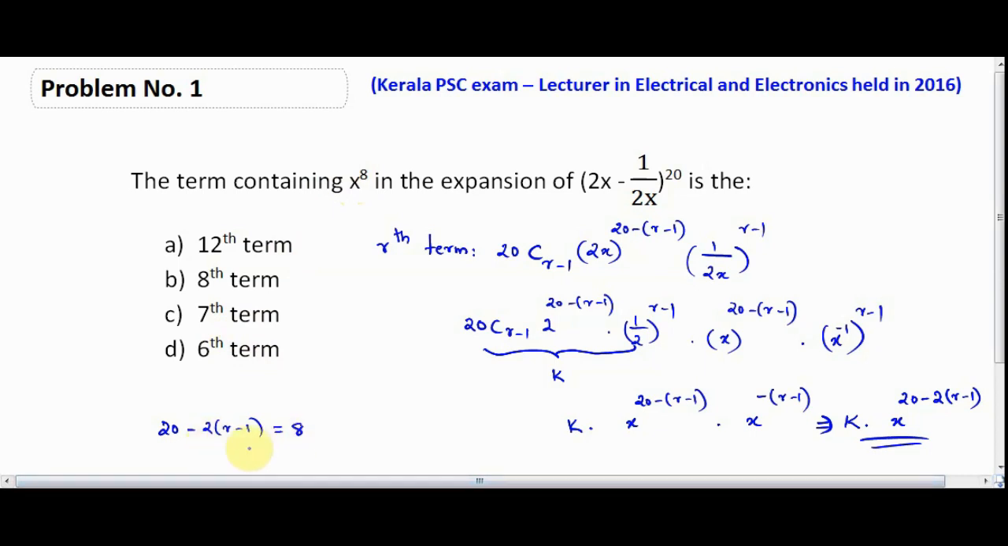Okay, now once we simplify this, what you get is, take this 8 to the left hand side, take this 2 into (r minus 1) to the right hand side. What we get is 20 minus 8 equal to 2 into (r minus 1).